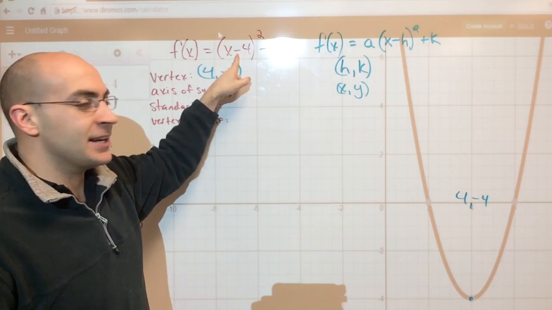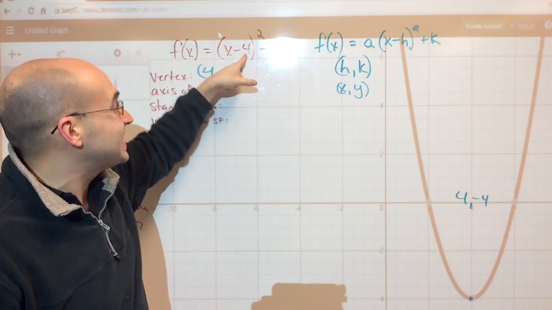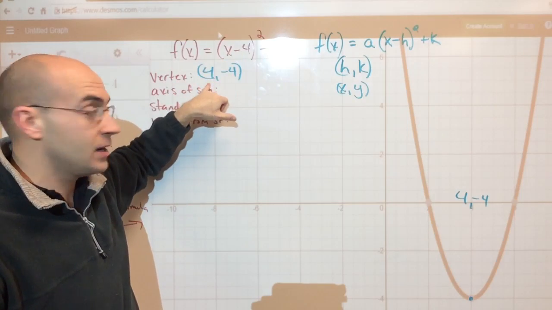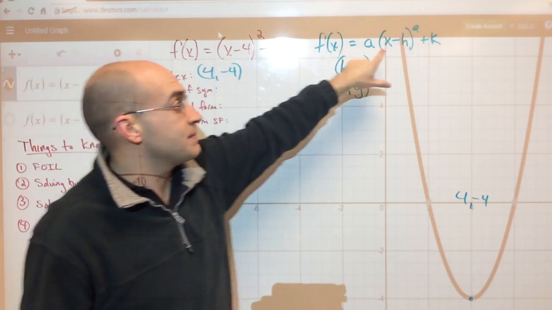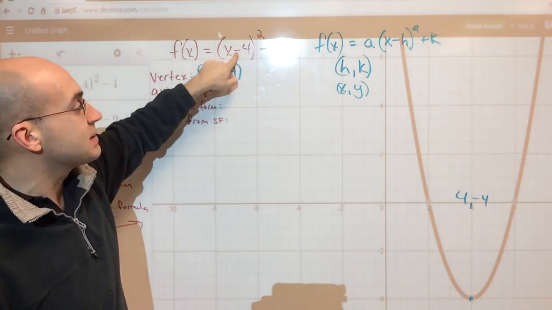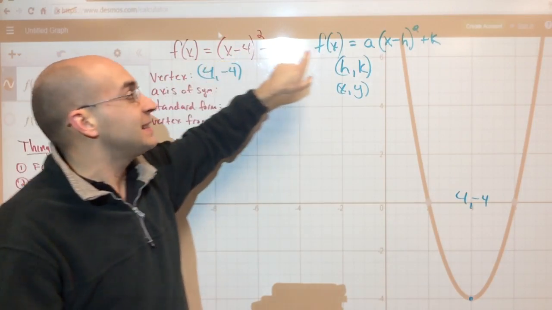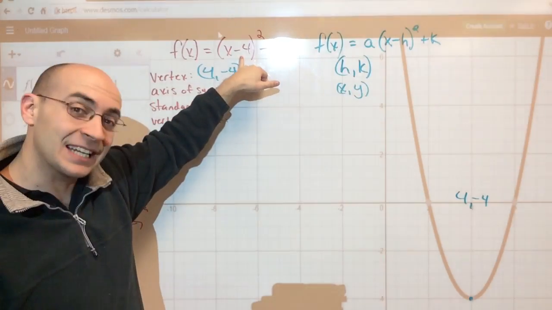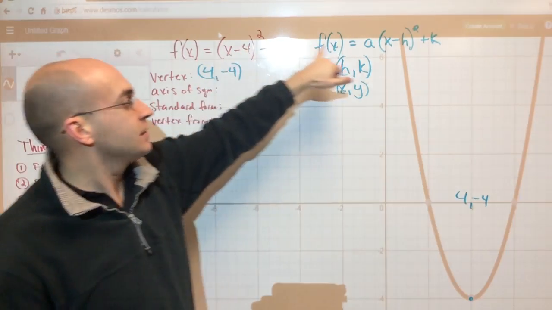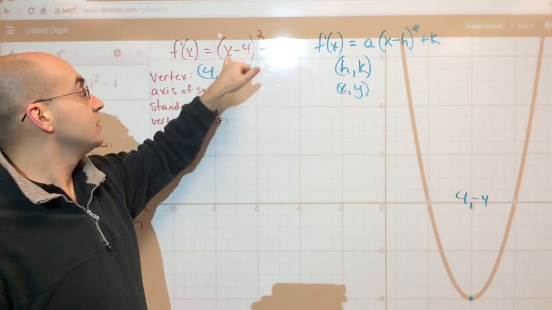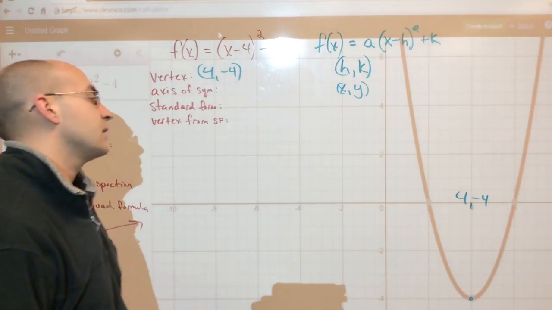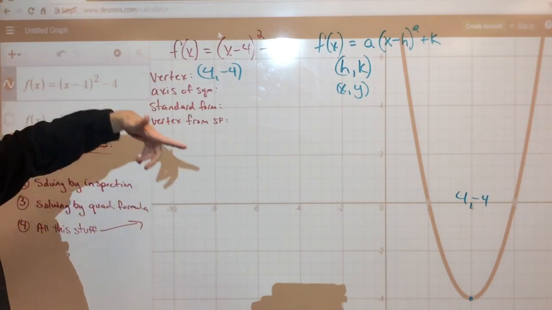When it's a minus here, it matches, which means it's just the number value as the vertex x value. Because the negatives match, we only take the 4, and it's positive 4. But if this was a plus, that would mean this h would have to be negative, so it would be a negative 4. Matching, just the number. Different, so if it's a plus, it's a negative. We'll work on that a little more today, because I know that's kind of confusing. So that's the vertex of this function.